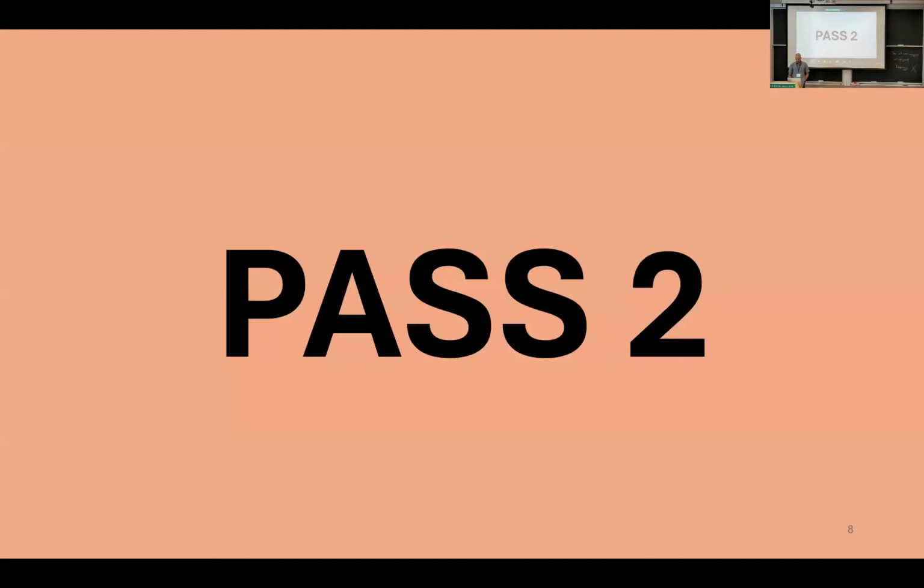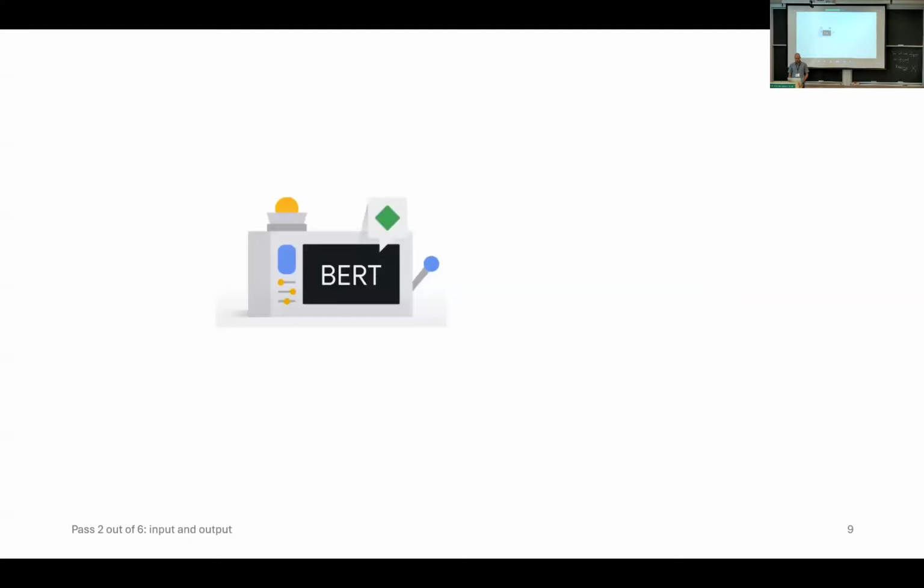All right, so that was pass 1, just to get some ideas about large language models. Now we're going to talk about BERT. So BERT is a language model from 5-6 years ago. It was developed by a team of people from Google and here at University of Toronto.